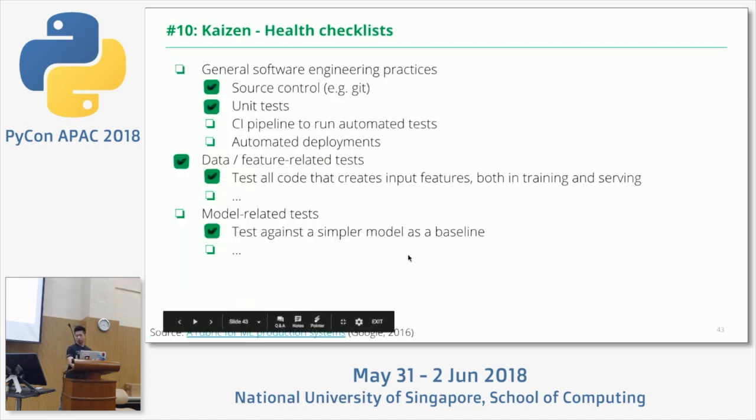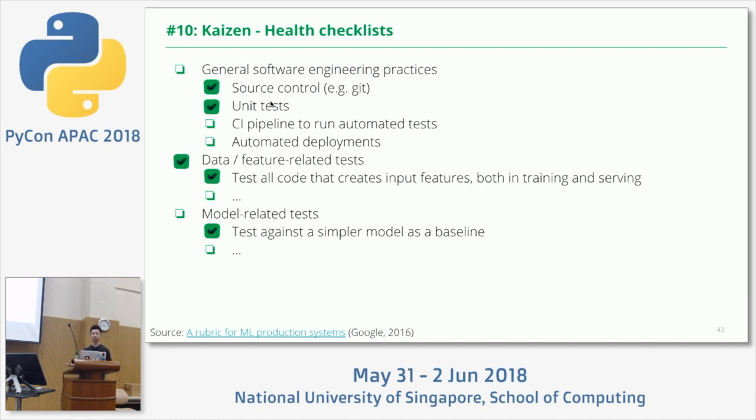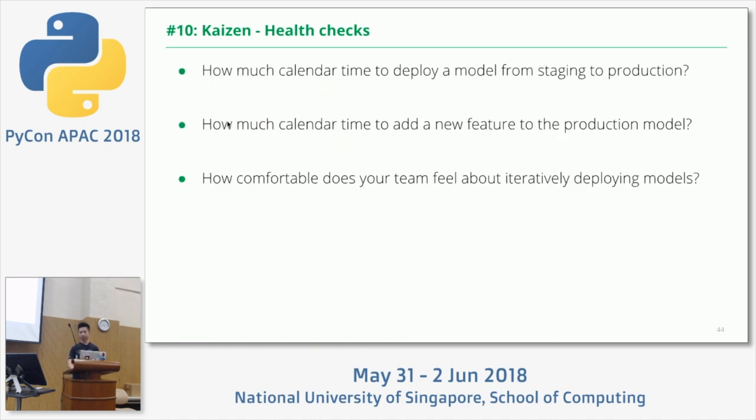So this is one such checklist from a 2016 Google paper. You can go through, say, software engineering practices. Are we using source control? Okay, check, awesome. Are we writing unit tests? Okay, check, awesome. Do we have a CI pipeline? Okay, no, this is something we need to work on in our next delivery sprint. So we can go through this as a team.